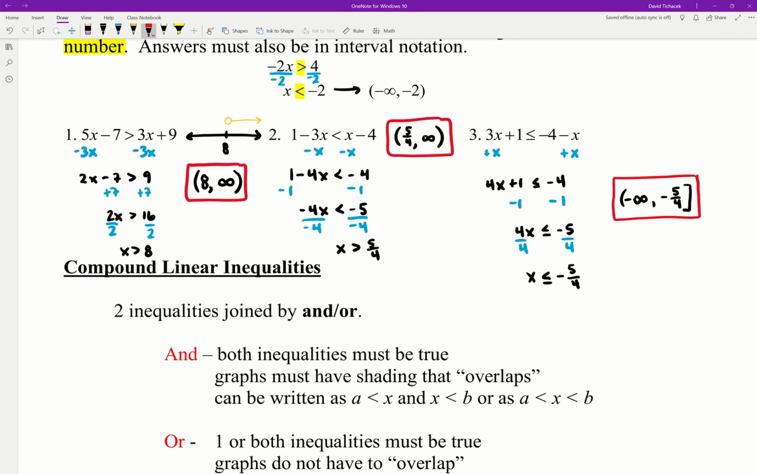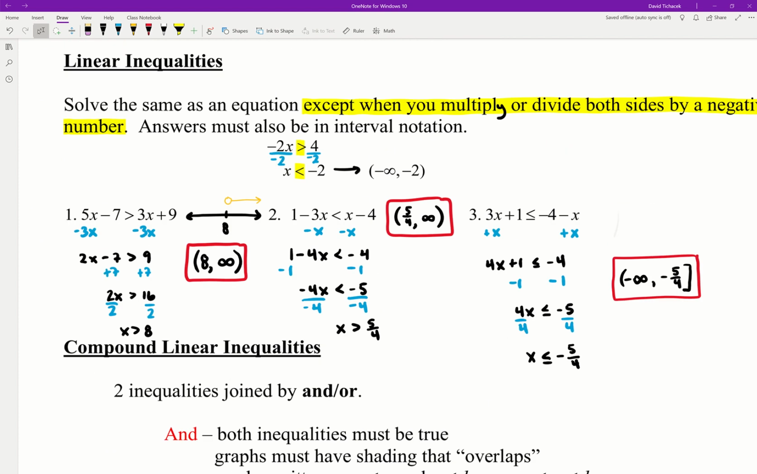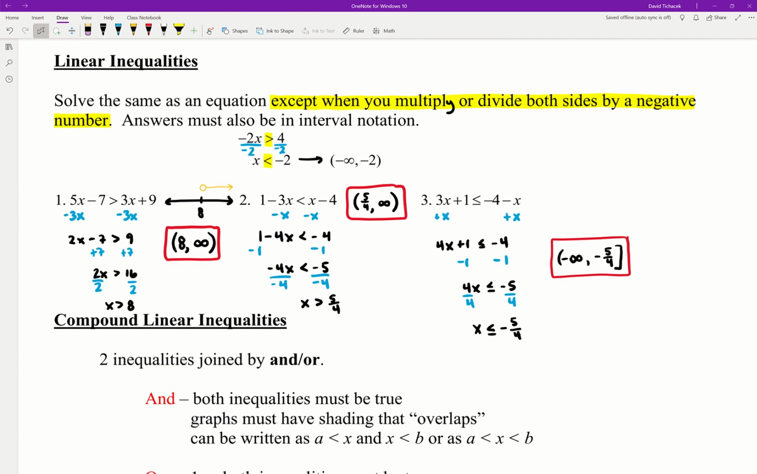Okay, so you can see here that for the most part you solve your linear inequalities in the exact same way that you would solve linear equations, except there's just that one special rule that you need to keep in mind, again, because of how we interpret these results on the number line.